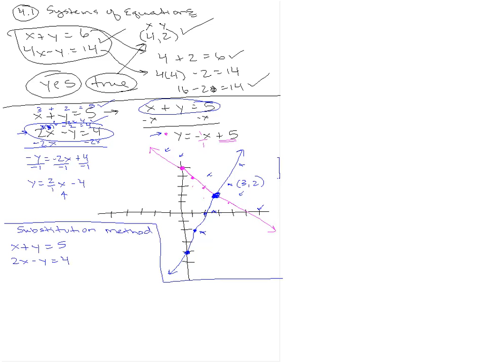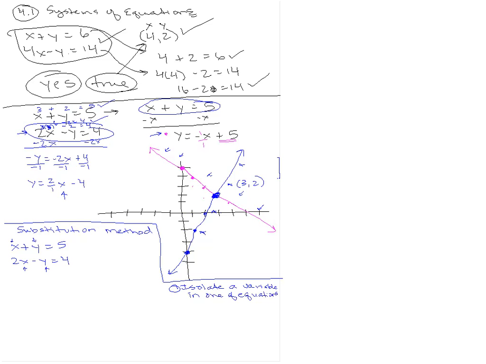In the substitution method, what we do is we try to substitute from one equation into another equation. The way you do that is first you have to isolate a variable in one of the equations. So I can isolate the x, I can isolate that y, I could isolate this x, or I could isolate that y. What would be the easiest to isolate?